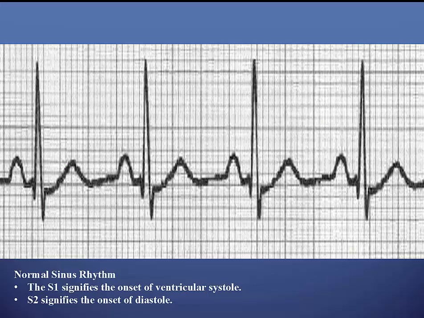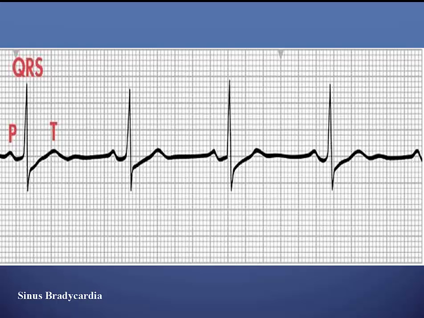This is normal sinus rhythm. The S1 signifies the onset of ventricular systole. S2 signifies the onset of diastole. This is sinus bradycardia.